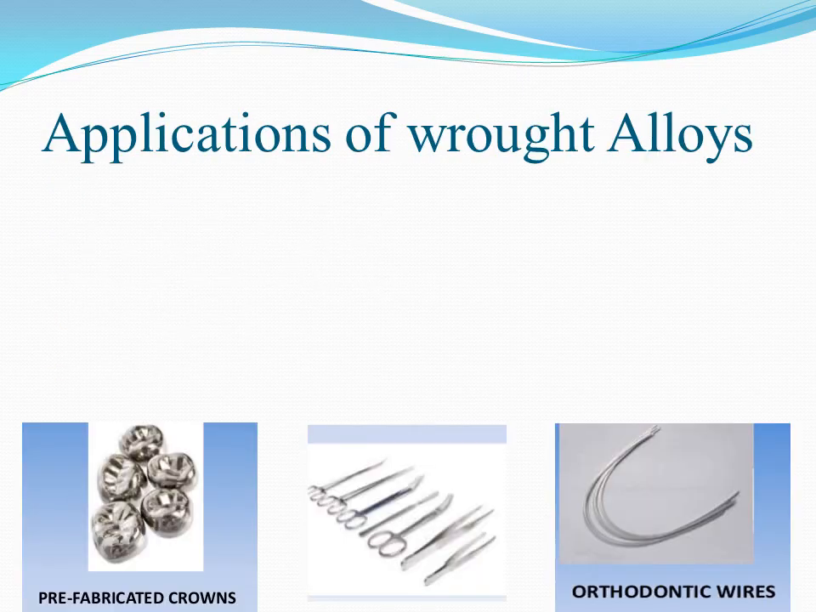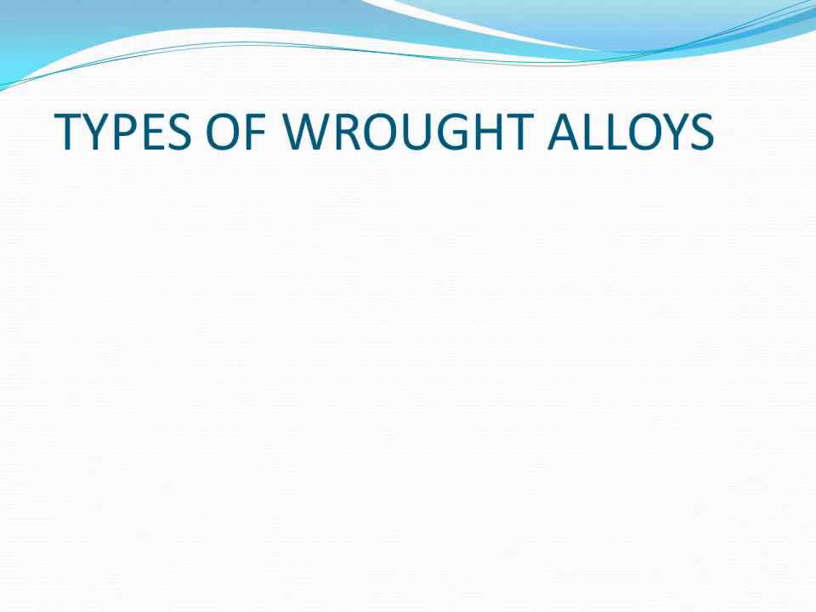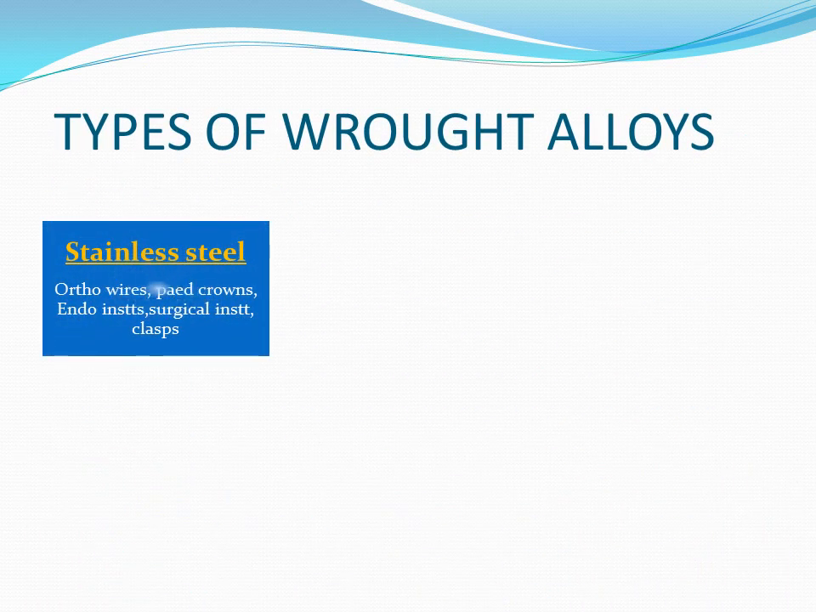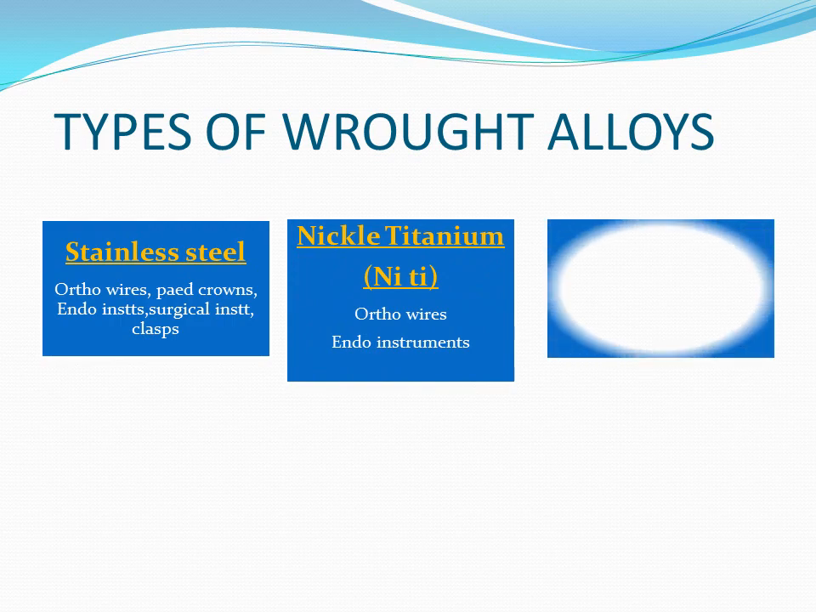So, firstly, what are the clinical applications of wrought alloys? They are used in various restorations and prostheses, for example, in orthodontic wires, in clasps for partial dentures, in endodontic instruments, in prefabricated pediatric crowns, and surgical and cutting instruments. The different types of wrought alloys include stainless steel, which is used to make orthodontic wires, pediatric crowns, endodontic instruments, surgical and cutting instruments and clasps. Then the nickel titanium or NiTi, used for ortho wires and endodontic instruments.